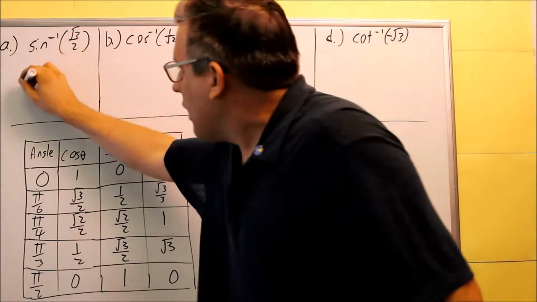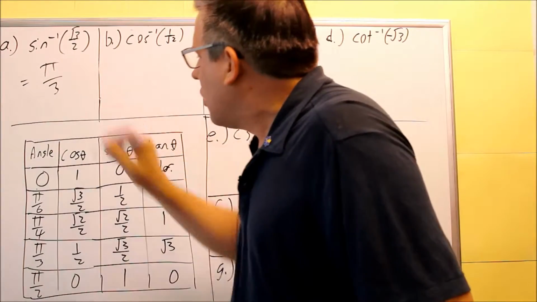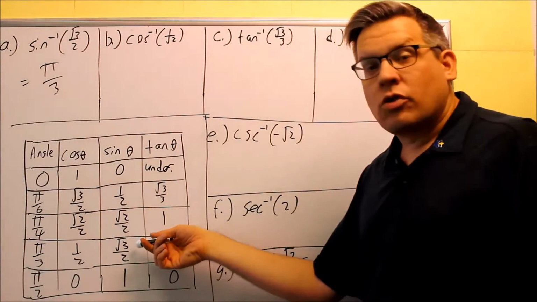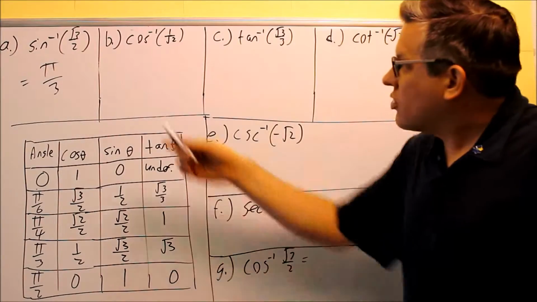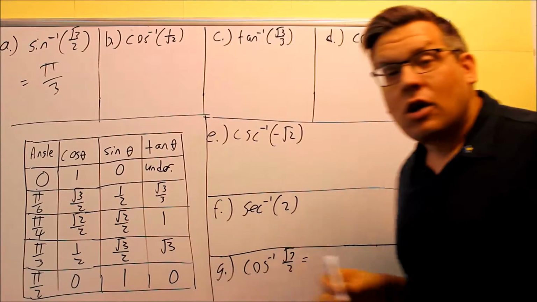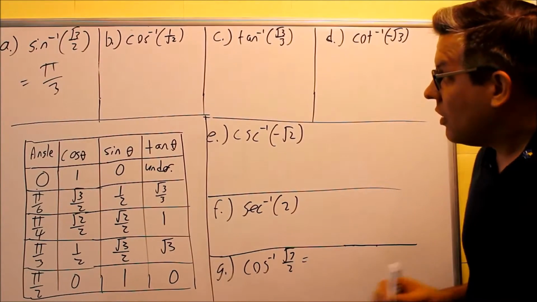In this case, the angle is going to be pi over 3. Normally you would have sine of pi over 3 gives you root 3 over 2, but we're starting with the value, so inverse sine of root 3 over 2 will give you pi over 3 as the angle.